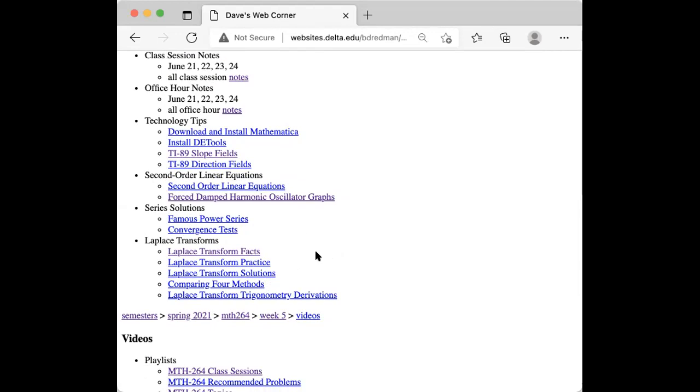You want them. And then we head over to the Laplace transform, where I give you some Laplace transform facts, practices, solutions to the practices. And then a fun comparison of the four methods. That's kind of a good way to look at things. And then some sample derivations, extra sample derivations.